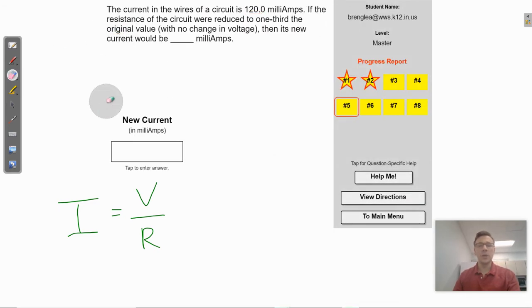So get rid of all this up here. We'll do one or two more. I want to get one with resistance here. So it says the current of the wires in a circuit is 120 milliamps. If the resistance was reduced to 1/3 of its original value, then the new current would be what?